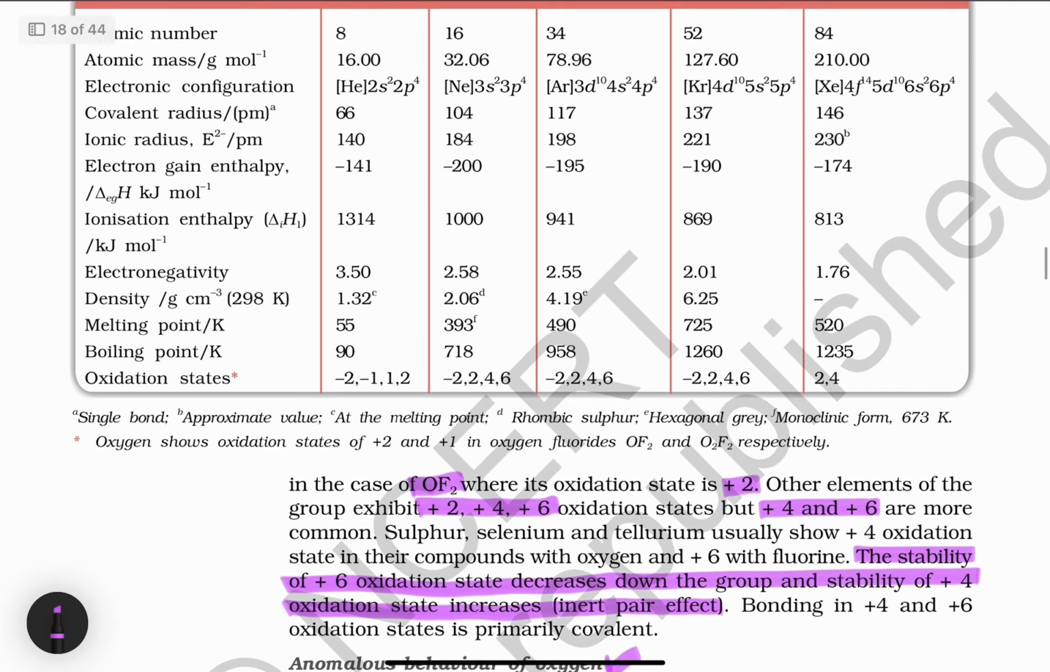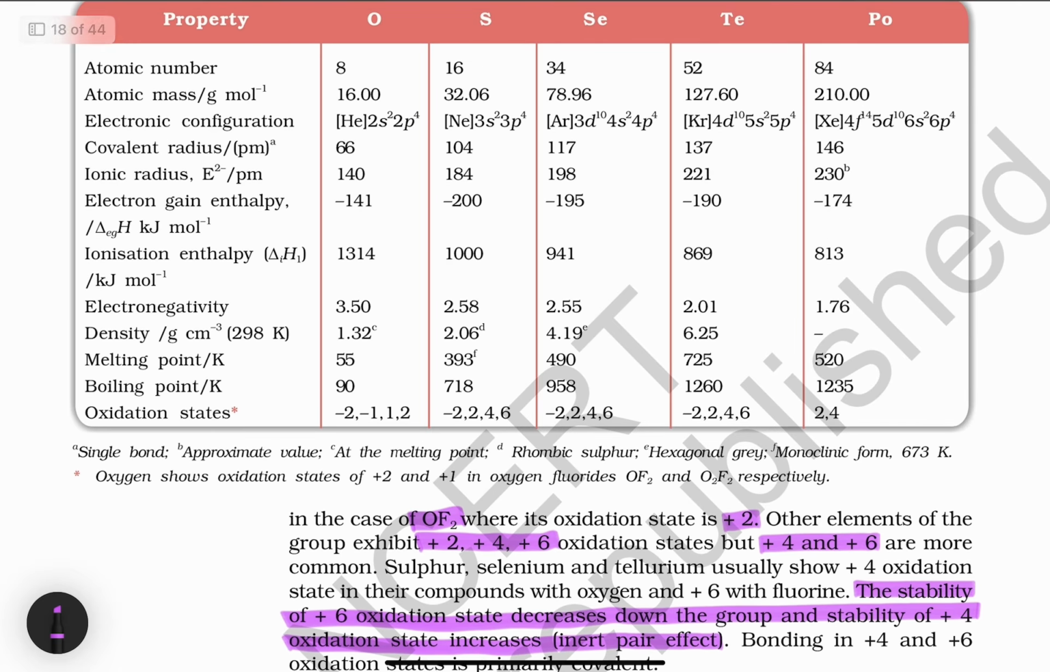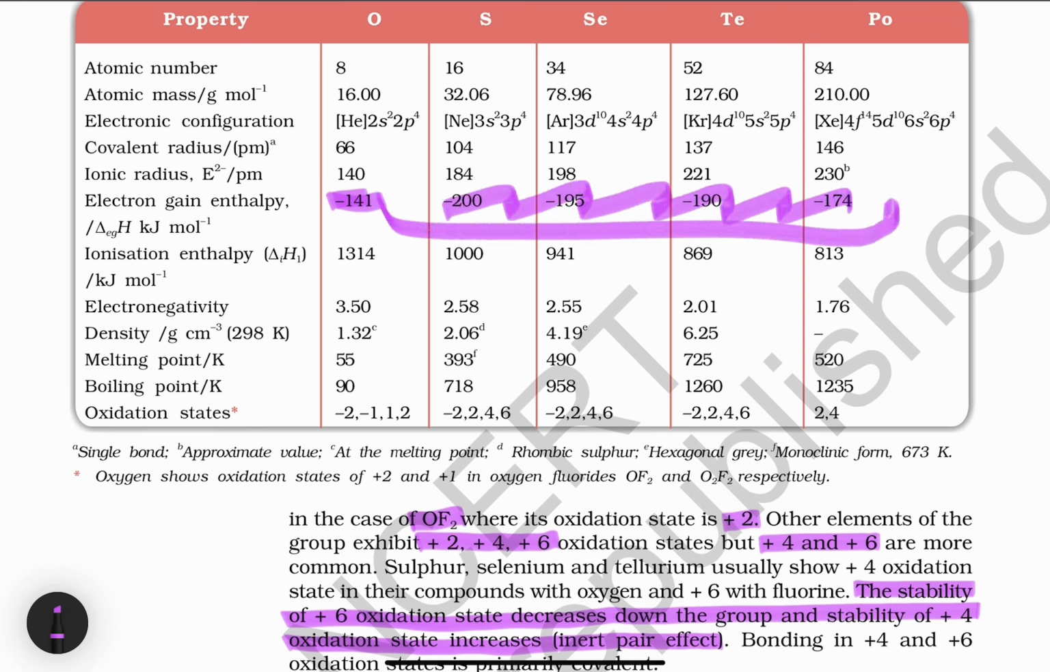Before going to anomalous behavior, just have a look here. Oxygen's electron gain enthalpy is least compared to the others. Remaining all are okay, regular trends. Electronegativity, regular trend. Nothing special.